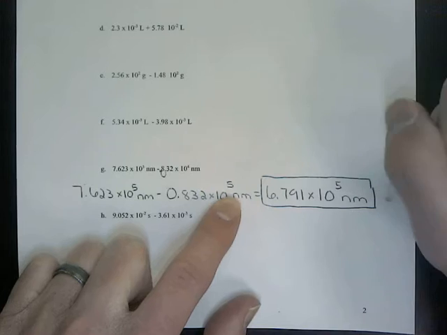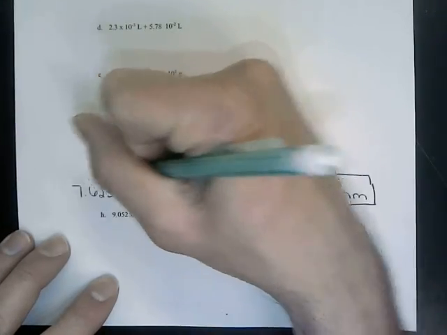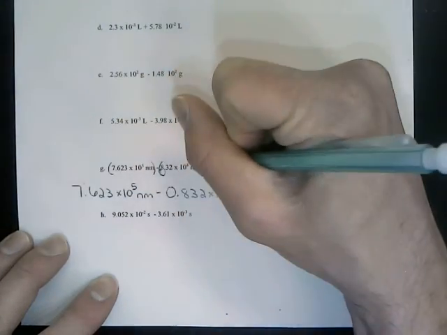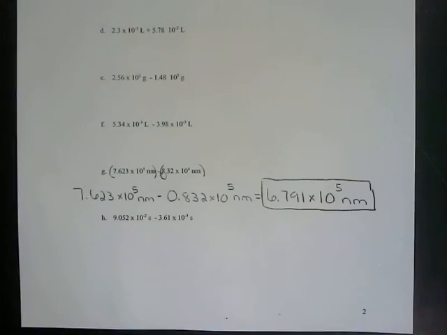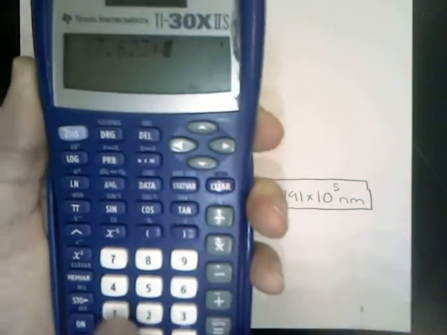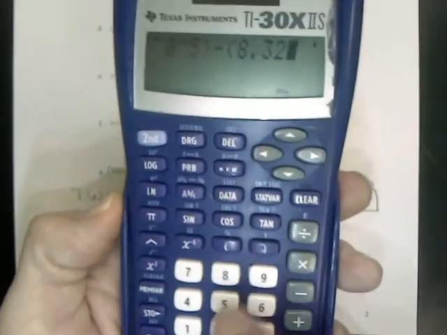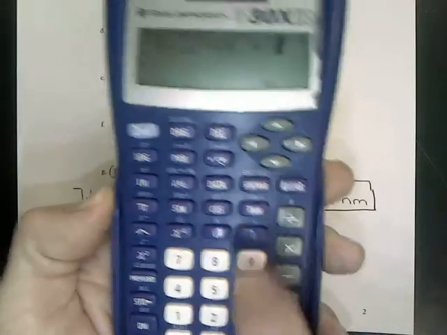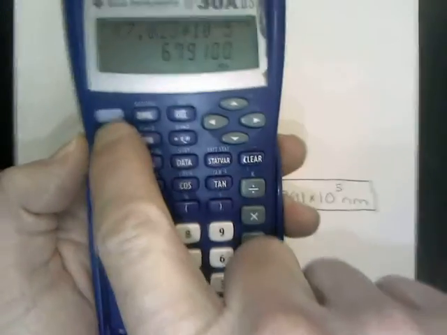Again, always double check with yourself, especially if you're unsure with our subtraction here. Now, if you put this into the calculator, make sure you use parentheses. And I'm going to use the original numbers that are given. So we have parenthesis here, 7.623 times 10 to the 5th minus 8.32 times 10 to the 4th. Close that parenthesis.